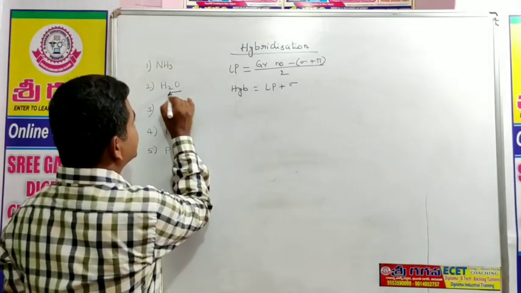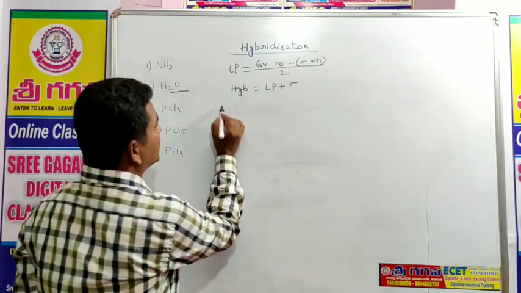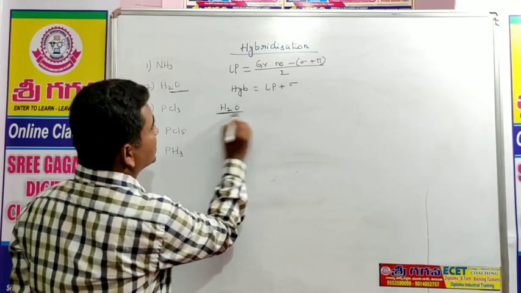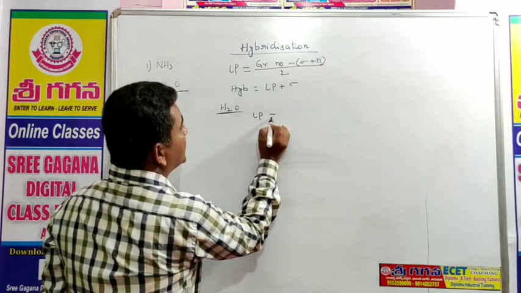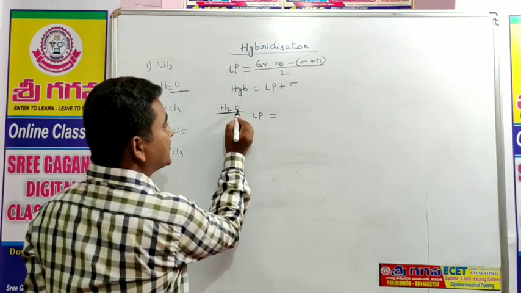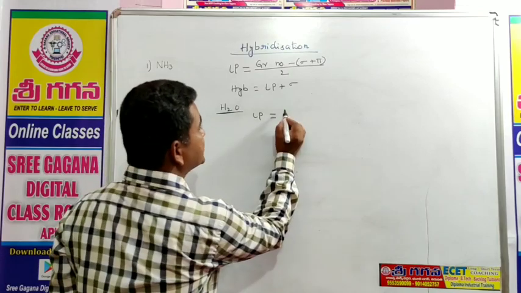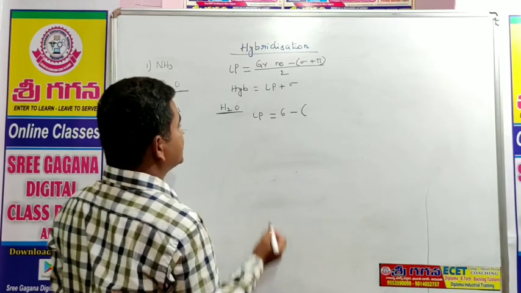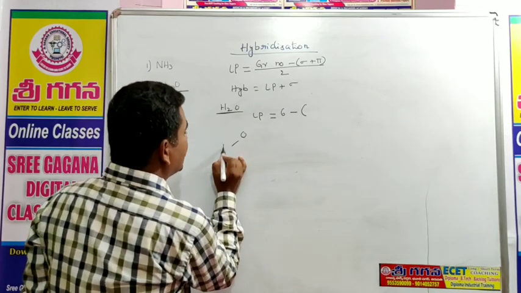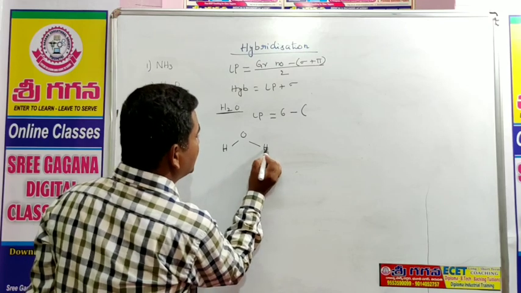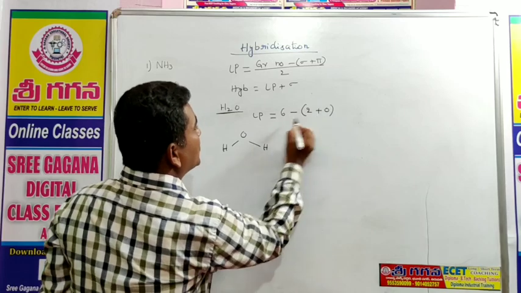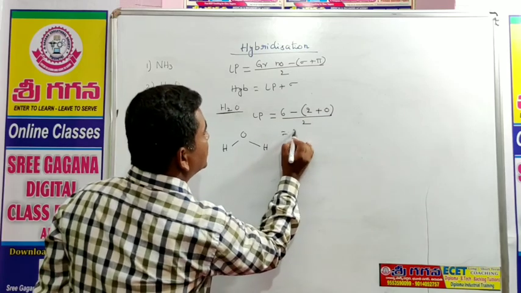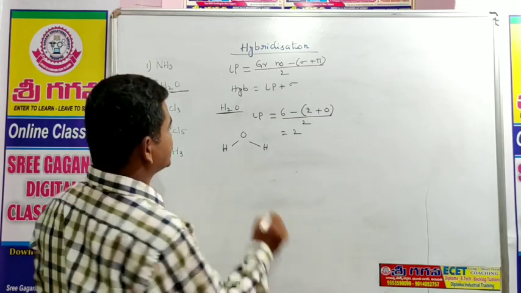Now we find the hybridization and shape of the water molecule, H2O. We will find lone pairs by this formula. Lone pairs is equal to the group number of the central atom, oxygen, whose group number is 6, minus sigma bonds. We draw a rough diagram of the water molecule. So we got 2 sigma bonds and we have no pi bonds, divided by 2. We got 2 lone pairs of electrons.